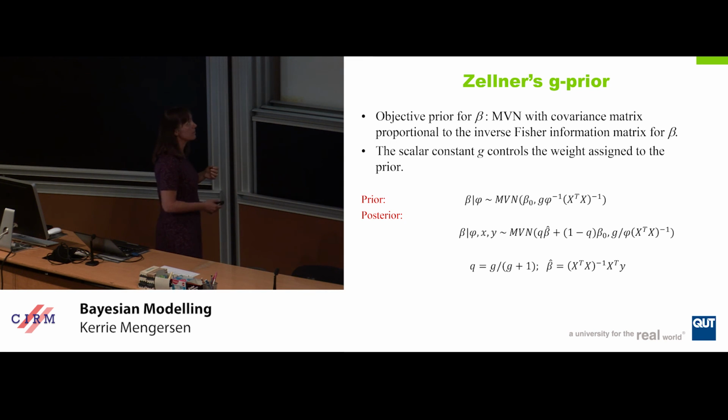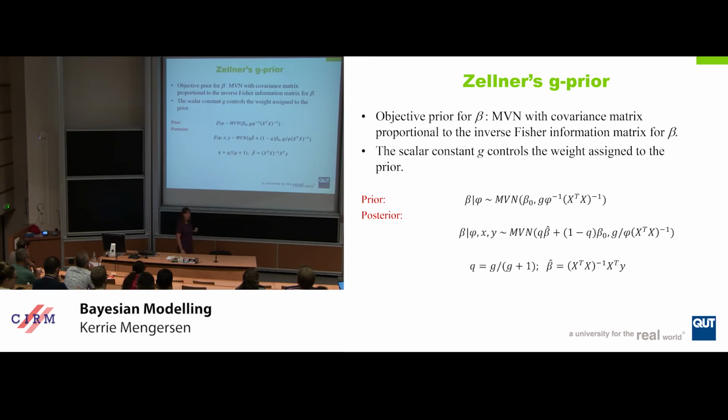So in the prior we have this G, and that's going to be the weight that's assigned to the prior. And you can see how it's related then to the data. Okay. So this is a useful way of setting up a prior in a regression setup. Does anybody have any comments on that? We may see that, and we'll see other formulations coming up later.